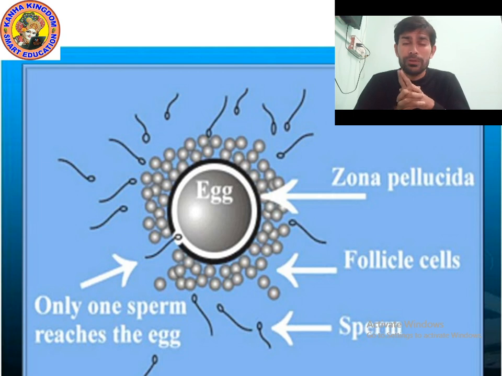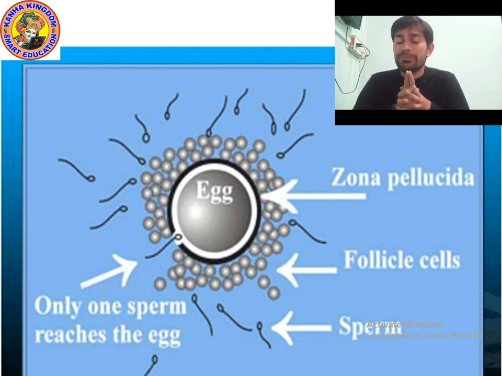Sperms, which are also known as male gametes, are released from the male reproductive organ, the penis, and these sperms enter the female body through the vagina. Then they travel through the fallopian tubes where they meet with eggs. Hence, the process of fertilization takes place in the fallopian tube.